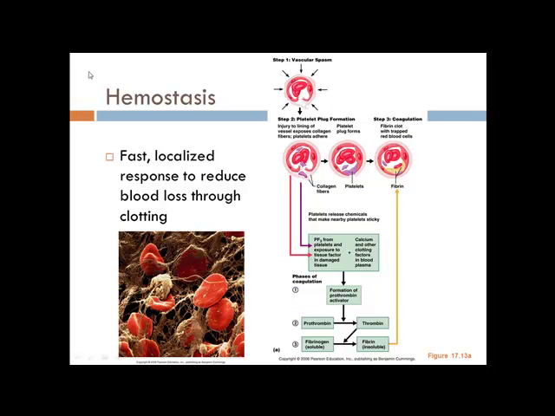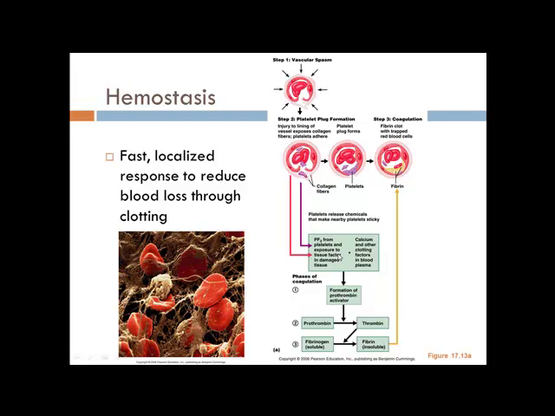So hemostasis. Hemo is blood, stasis, stopping or stalling. It's going to be a fast localized response used to reduce the loss of blood through clotting. So let's say that you stab me in the arm and I am bleeding. Not very badly, just a little bit. First, you're going to get vascular spasms. So you're going to get vasospasm. The blood vessel will vasoconstrict. It will close up to decrease blood flow. Next, you get formation of our platelet plug.